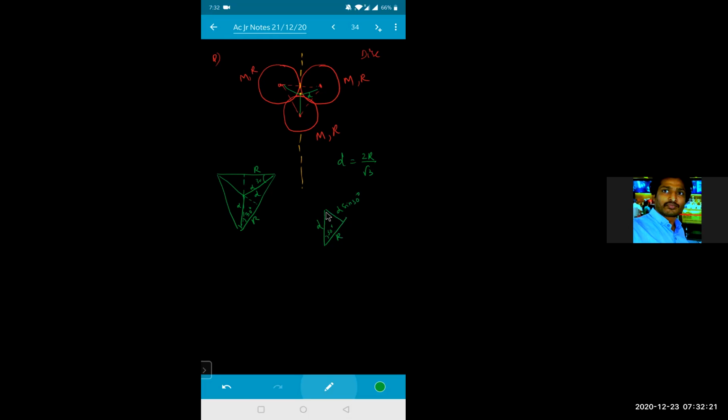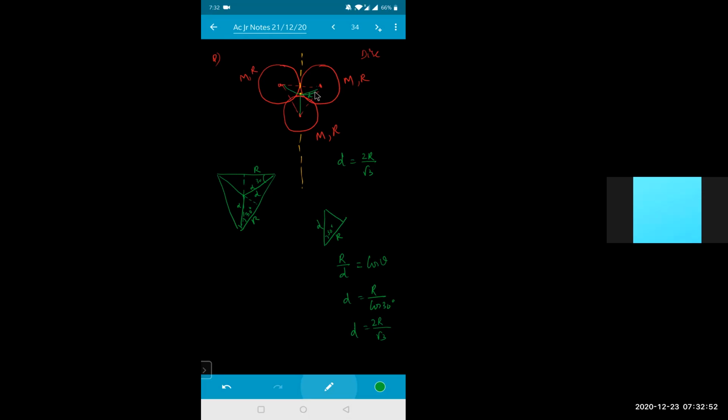So I need to calculate this distance, the centroid distance. For that, I only need R by D. R by D is equal to this side by this side, which is cos theta, cos 30. So D is equal to R by cos 30. Cos 30 is how much? Root 3 by 2. So that is how we got this distance.